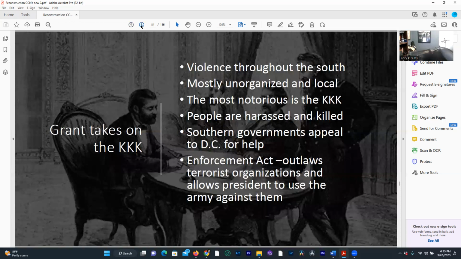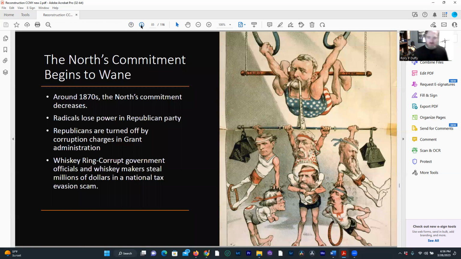Grant's presidency, in a large sense, is viewed as a failure, but he does fight the KKK. He will use the military to come after the KKK, who are harassing and killing people in the South. He will use the Enforcement Act, which outlaws terrorist organizations and allows the president to use the army against them. But we do see the North's commitment to Reconstruction starting to wane.